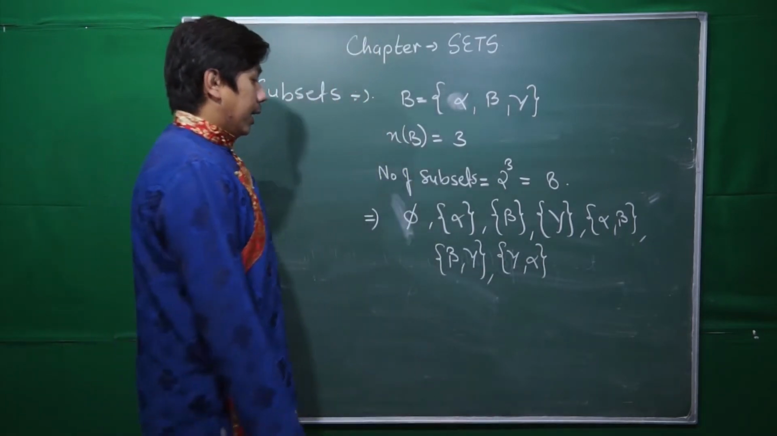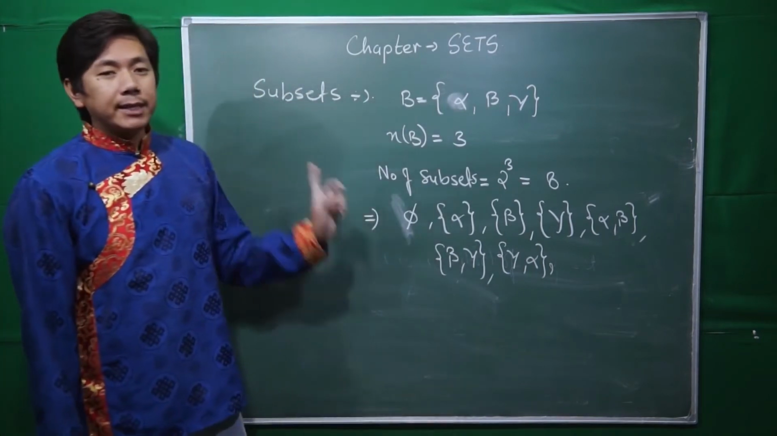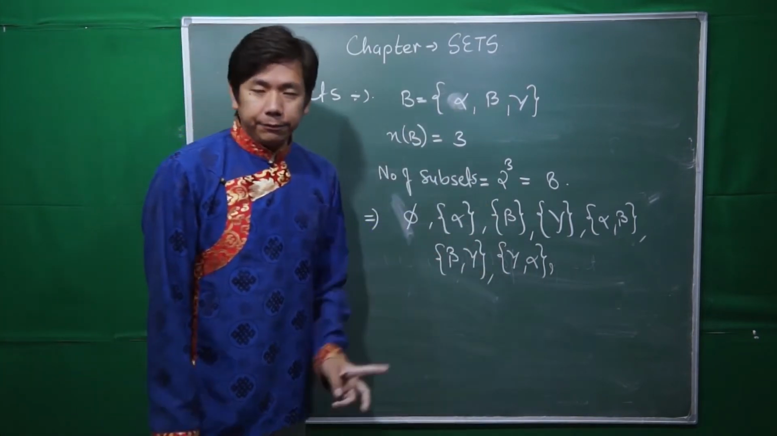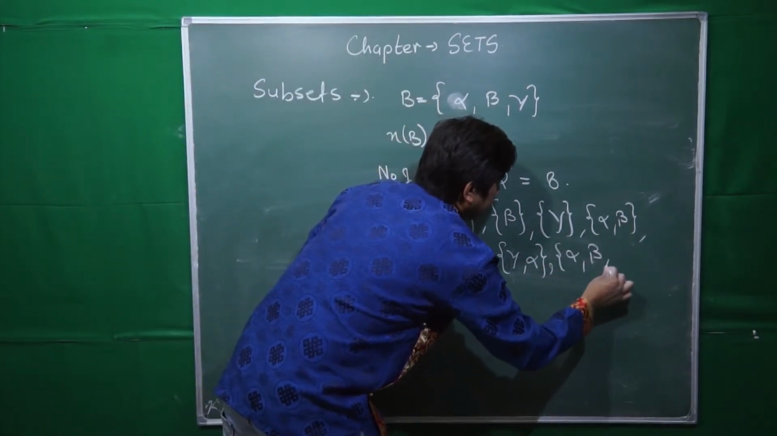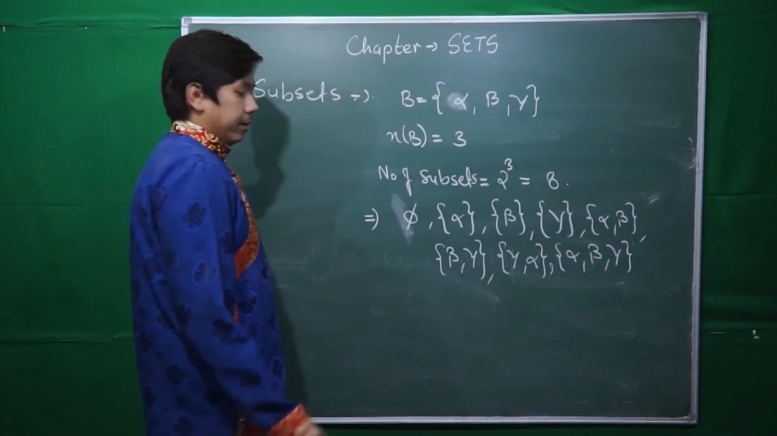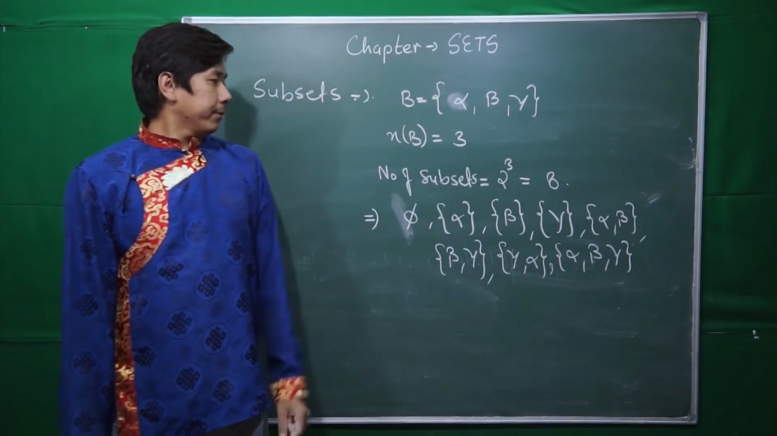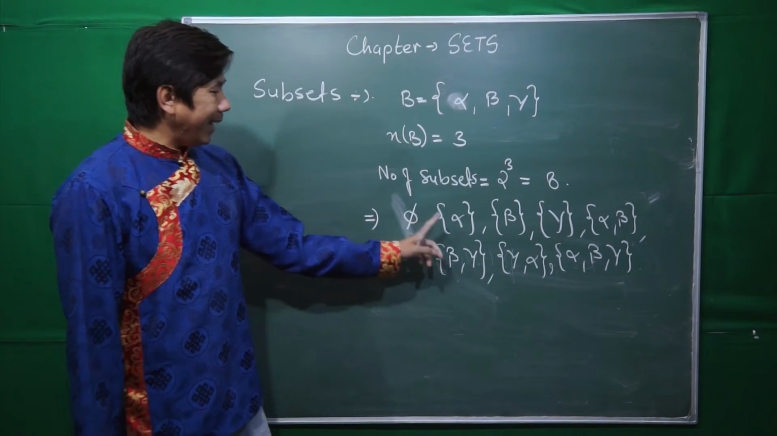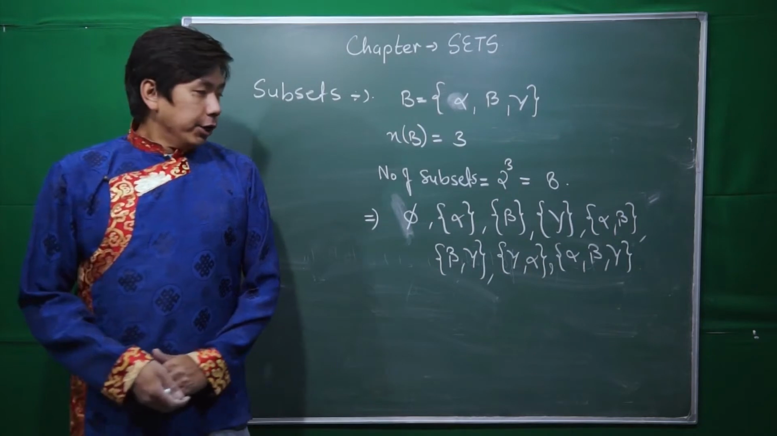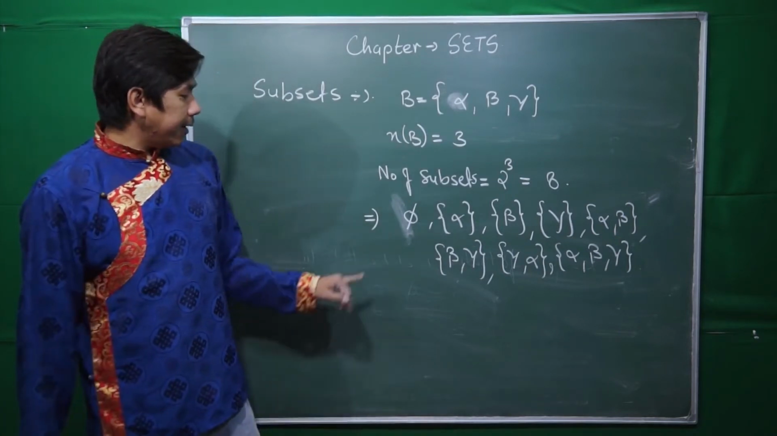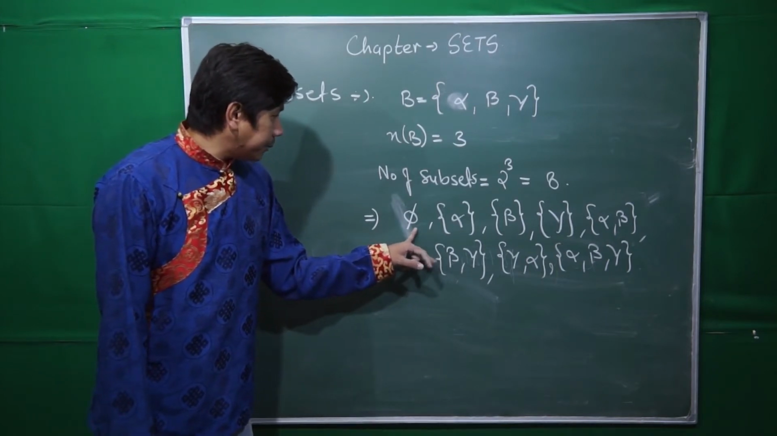One more remaining. And the last one would be our first property, that is, every set is a subset of itself. So in this case, the last subset would be alpha, beta, and gamma. All right. Now these are all the subsets possible out of this set B. And counting them all, we have 8 subsets to be exact. Is it clear?